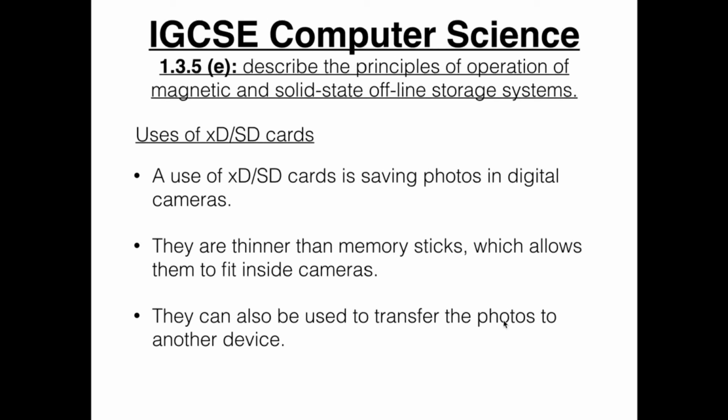Now, what usually happens is cameras can still use XD or SD cards, but the transfer of files is usually done by using a USB port and transferring the files to the computer. So one end plugs into the camera, one end of the USB plugs into the computer, and that's how it's done. So that's pretty much it for memory.